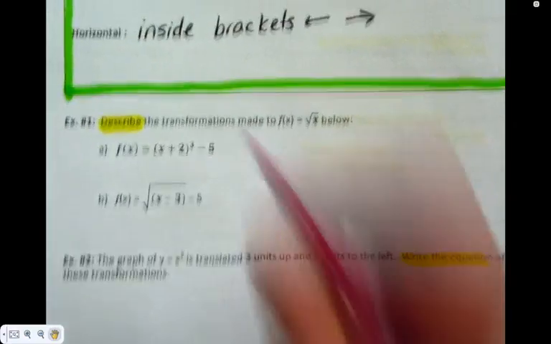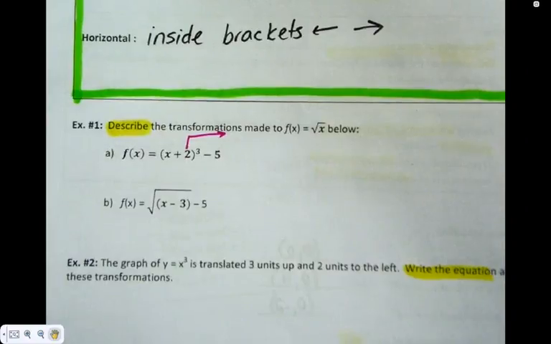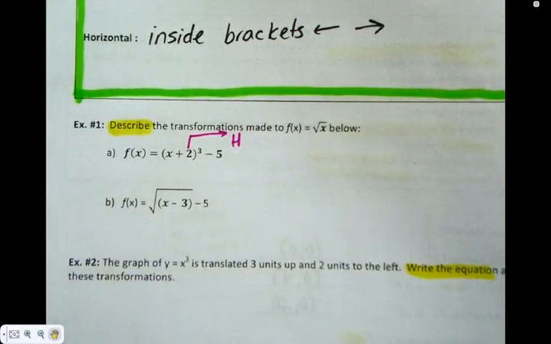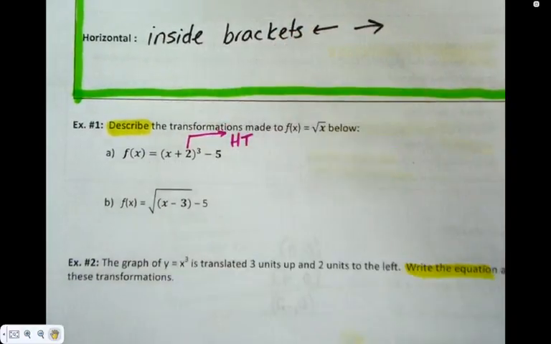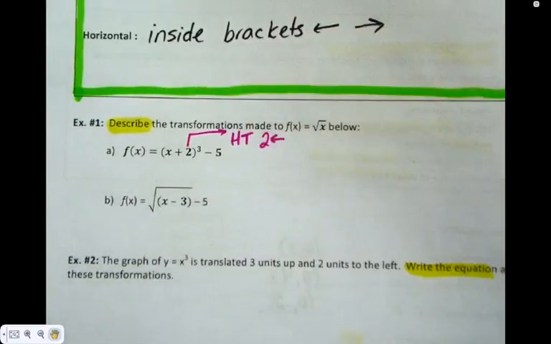So describe the transformations. I'm going to start with the +2. The first thing you do to describe is tell me whether it's horizontal or vertical. Then you tell me what kind of transformation it is. Then you describe how it changes the graph. If it is inside brackets, it's a horizontal. It's an adding or subtracting, which means it's a translation. And this would move the graph 2 units to the left.